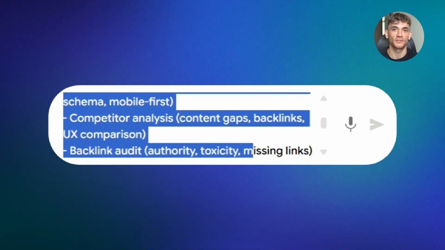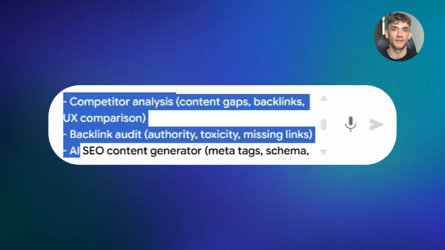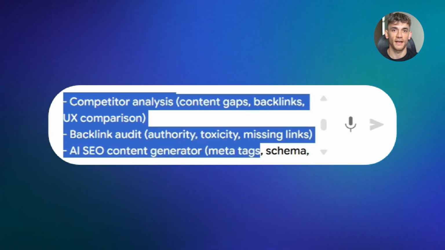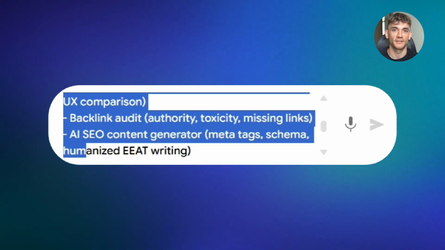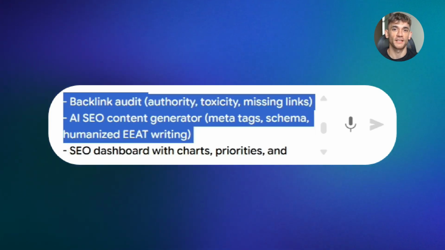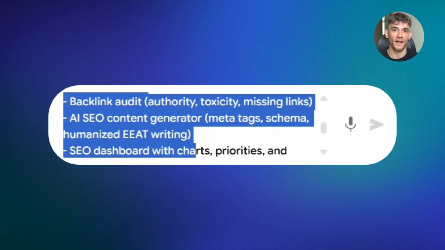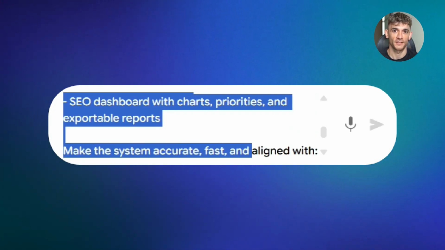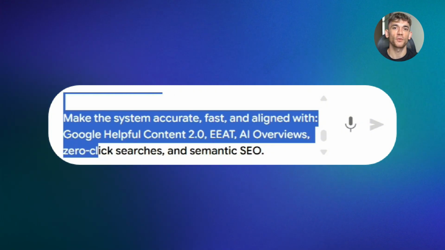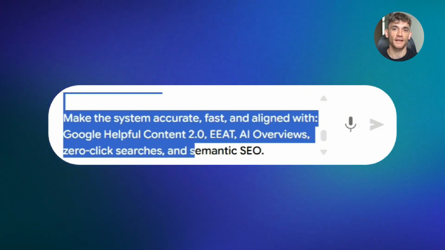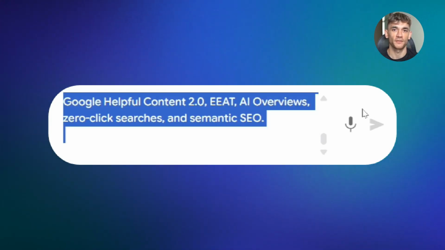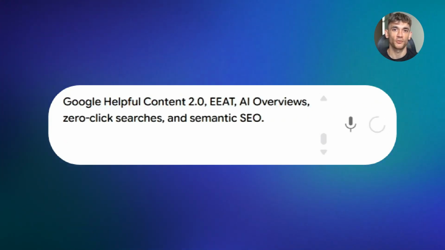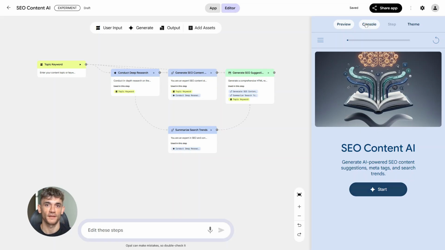Include backlink audits, showing authority, toxicity, and missing link opportunities. Include an AI SEO content generator for meta tags, schema markup, and humanized EAT writing. And include an SEO dashboard with charts, priorities, and exportable reports. Make the system accurate, fast, and aligned with Google Helpful Content 2.0, EEAT, AI overviews, zero-click searches, and semantic SEO. That's the prompt. You feed this into Opal and watch it build the modules. Stick with me, because I'm about to break down each module.